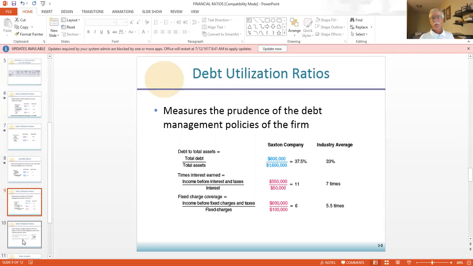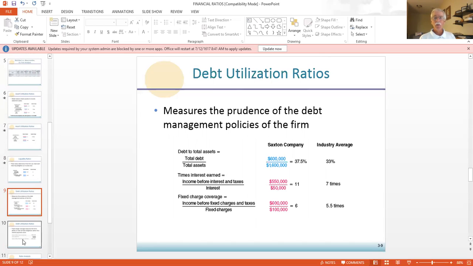Debt utilization measures total debt versus our total assets. And on Saxton Company, you can see that a total debt of $600,000 divided by total assets of $1.6 million gives us a debt to total asset result of 37.5%. In this case, a little higher than the industry average of 33%.